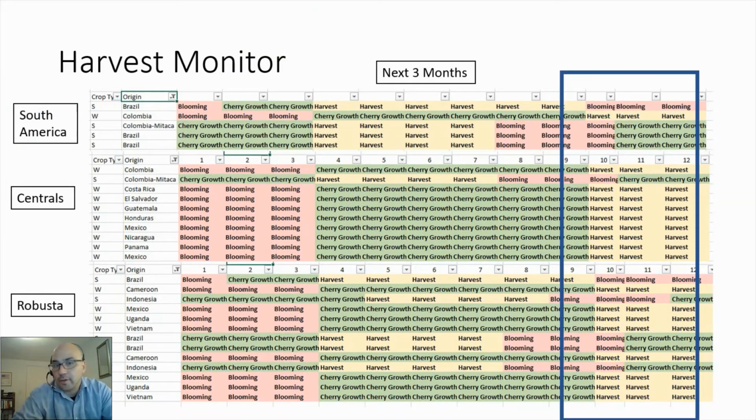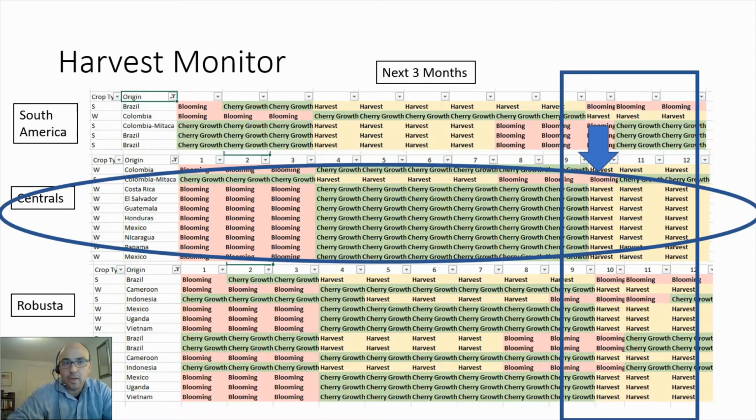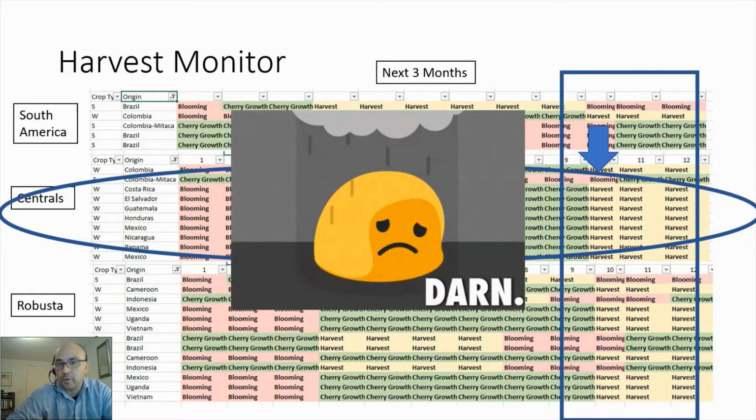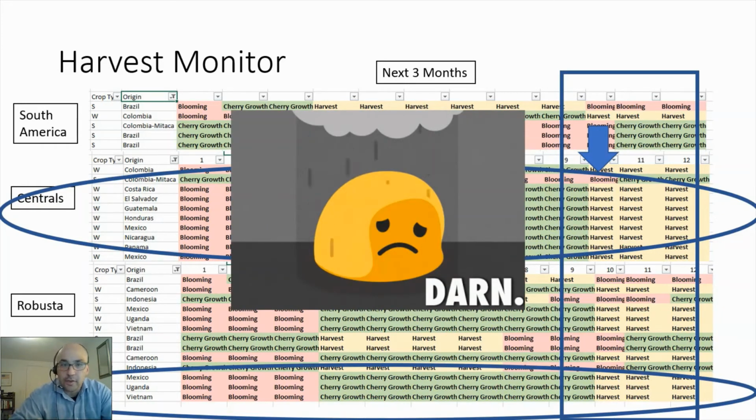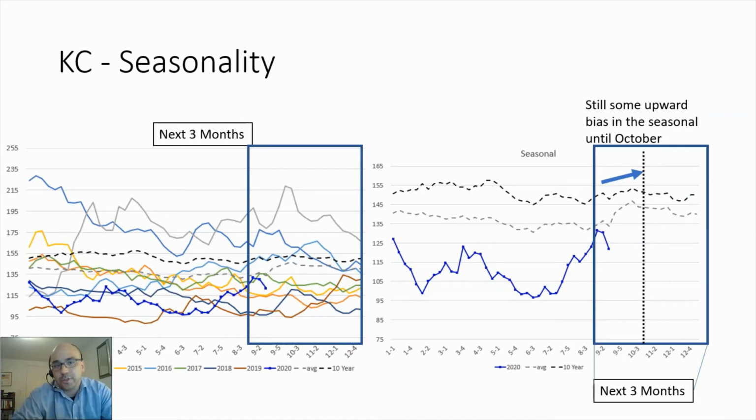The Central American milds are about to be harvested in October, so the weather doesn't matter a ton there at the moment, but once the harvest starts, we're going to want it to be relatively dry to protect the quality of the beans. Same goes for Vietnamese Robustas. They will be harvested in October as well, and big rains during the harvest can cause losses due to mold and ferment.